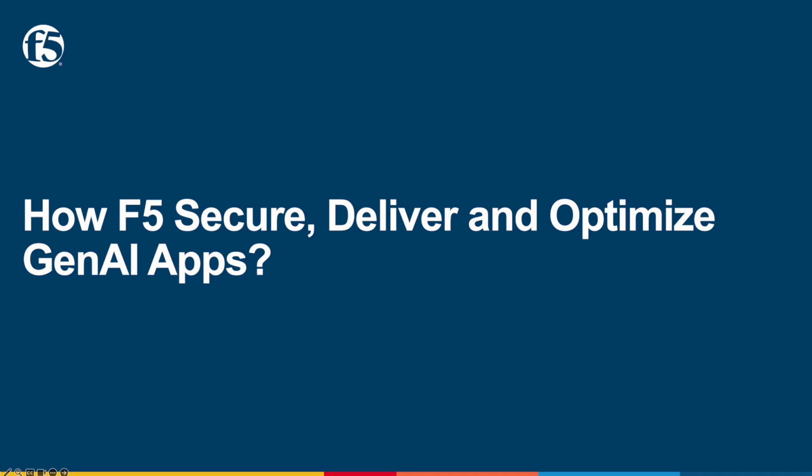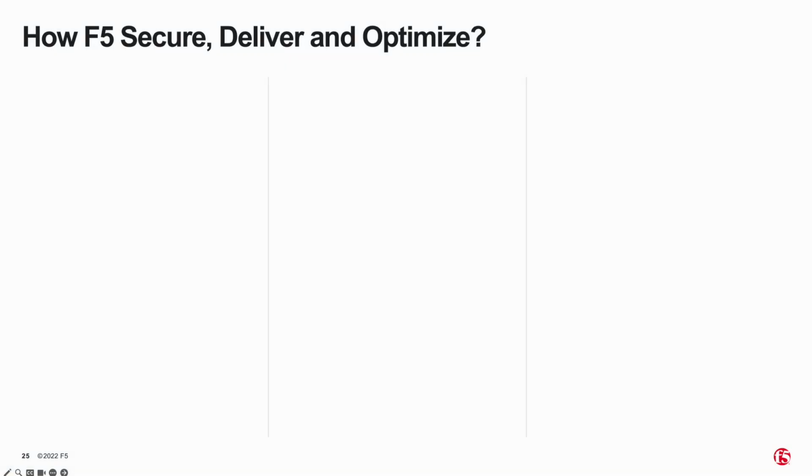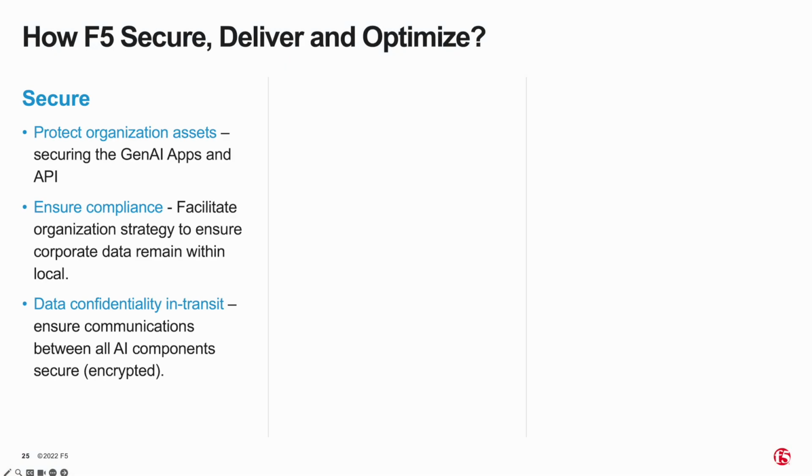How does F5 secure, deliver, and optimize GenAI applications? On security, F5 helps organizations protect their assets by securing GenAI applications and API. Since GenAI apps are a form of modern applications, they require similar web application and API protections. Additionally, API are crucial for GenAI, serving as the foundational communications link between all AI components.